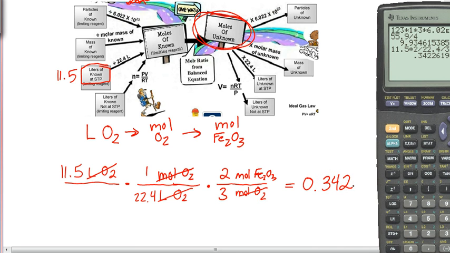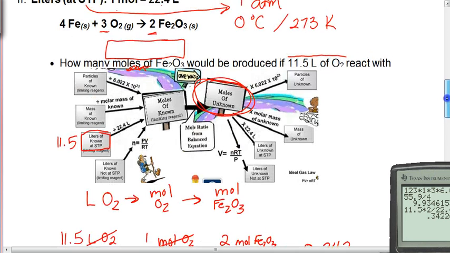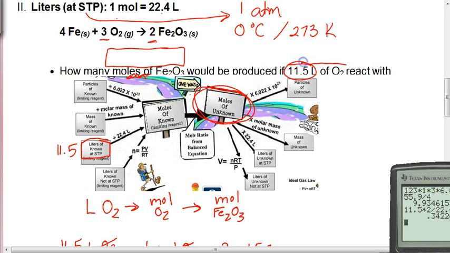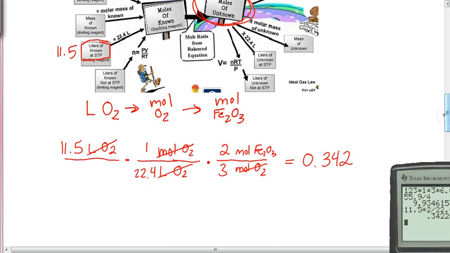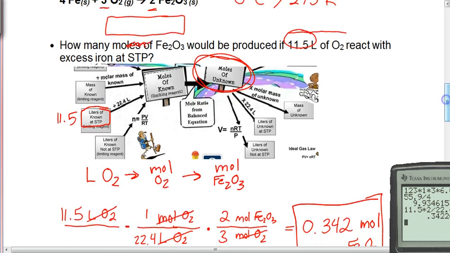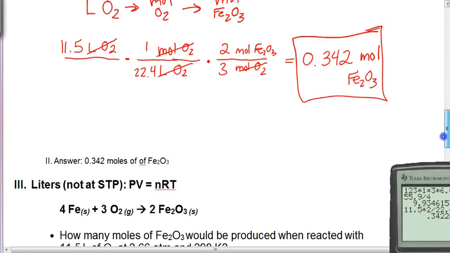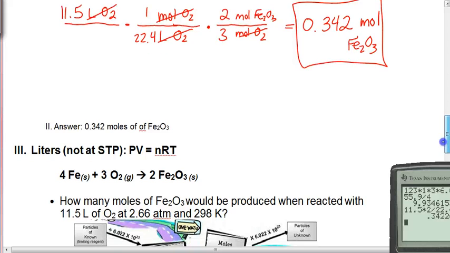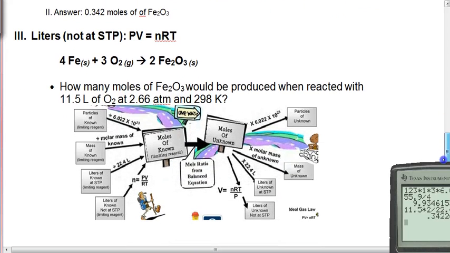And let's make sure that's the right sig figs. We had 3 here, so we need 3 in our final answer. 0.342 has 3. And our units are going to be moles of Fe2O3. That is our answer. Let's see if that's reasonable. We've got 11.5 liters. That's about half of a mole. So to end up with about a third of a mole, that seems reasonable. And there's my answer right there.